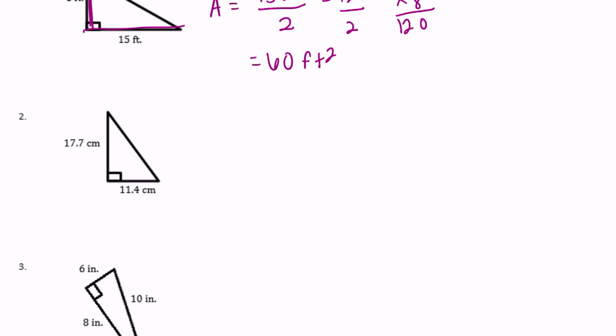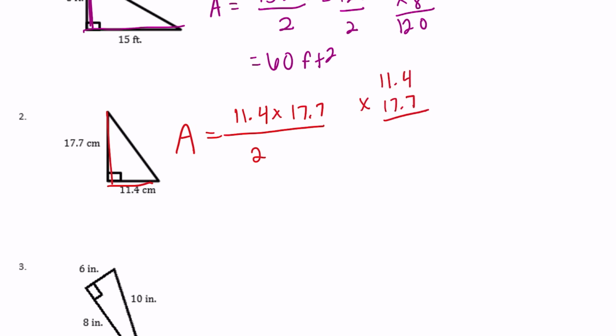Number 2. We have 17 and 7/10 centimeters. So let's do base times height. So the base would be 11 and 4/10 times the height is 17 and 7/10. And then we'll divide that by 2. So let's do 11 and 4/10 times 17 and 7/10.